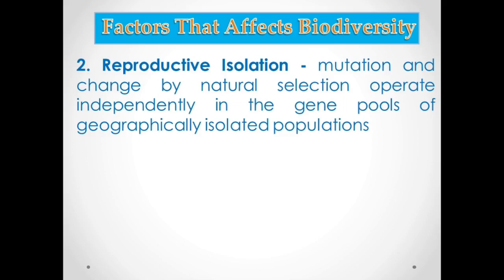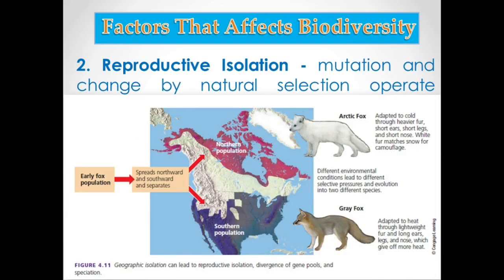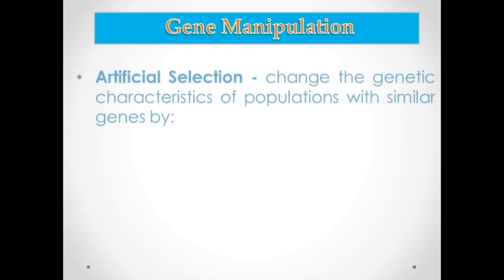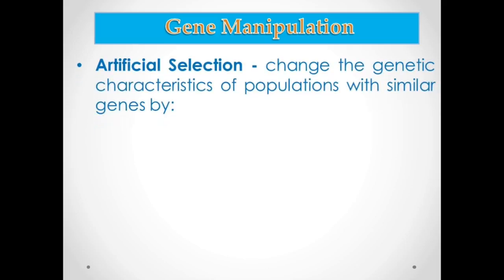Humans have an increasingly larger effect on the Earth's biodiversity, and could affect the biodiversity of species by manipulating and combining the genes of species. Humans nowadays have the ability to manipulate genes by combining the genes of species through what we call artificial selection.